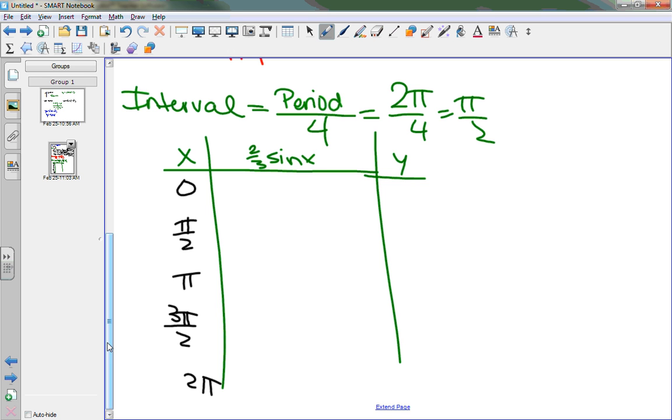Now, what is the pattern of sine? We know it's a nice little squiggly curve, but what is the pattern of it? Write it down on Friday. Level, max, level, min, level. We know that's what that is. So I have a level, a max, a level, a min, a level. That's what the pattern is of sine.